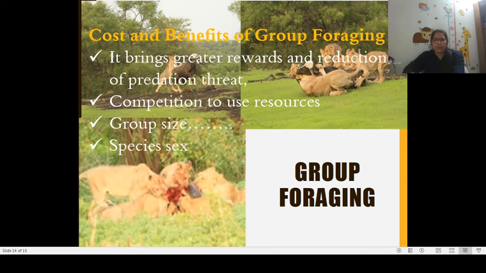Competition to use resources: as you can see in the third picture, all individuals are eating, but there may be a chance of competition, as one may eat more in comparison to others. Group size: there should be an optimal group size. If a group is larger, then one individual is not enough to support the diet of all individuals.